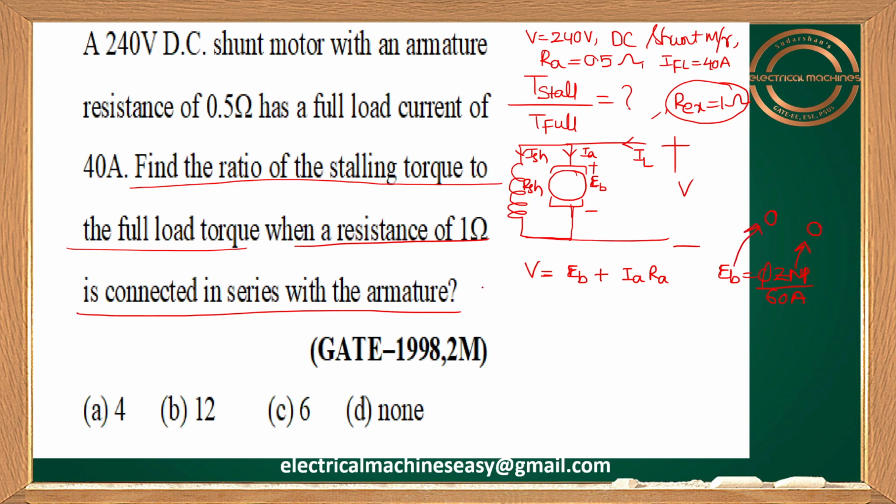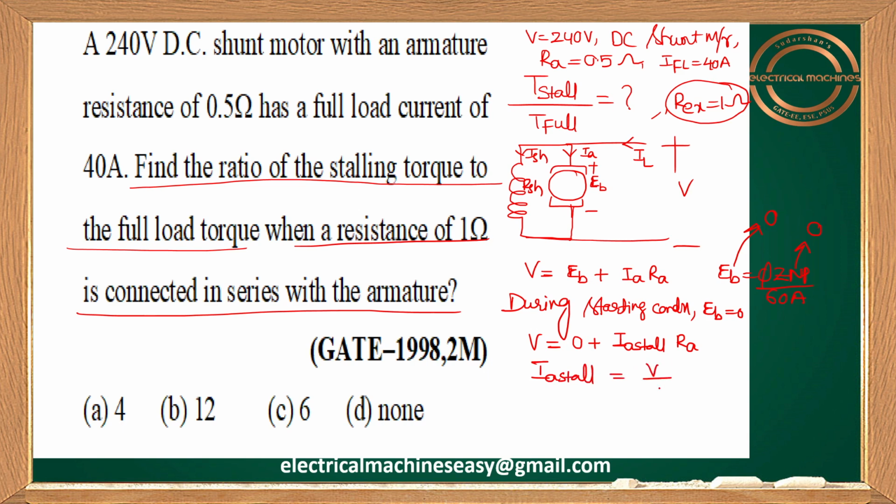Also 0. So during starting condition, during stalling condition, what is the value of back EMF? EB becomes 0 here. So V equals 0 plus IA stall into RA. Here IA stall is equal to V by RA.